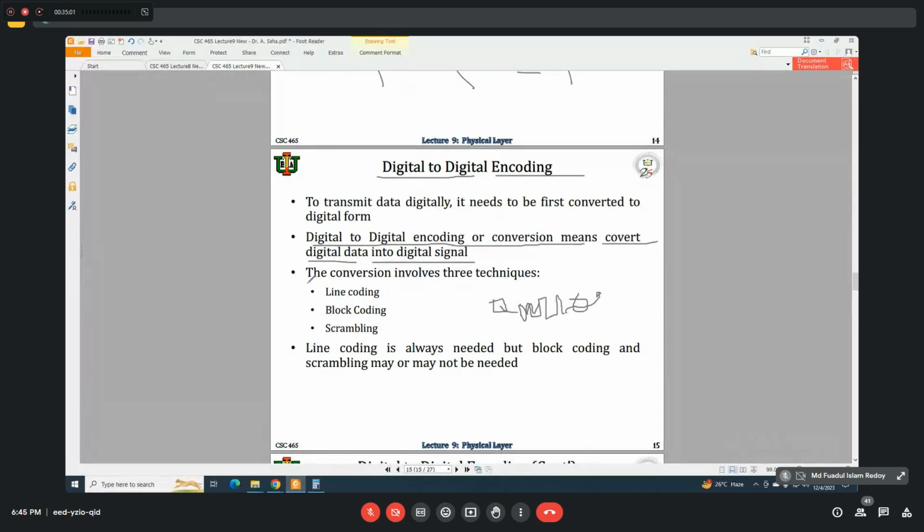Here we can see that the conversion involves three techniques. The example is in the next slide, where you can see the conversion techniques: line coding, block coding, and scrambling. Out of these three, most of the time we are using line coding. Line coding is always needed, but block coding and scrambling may or may not be needed.